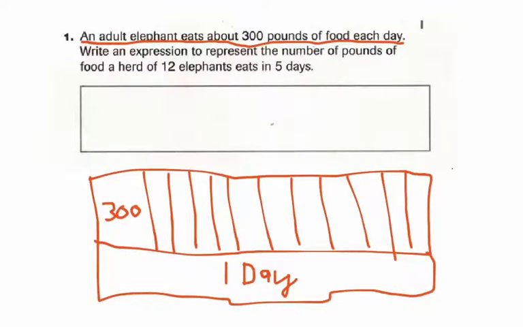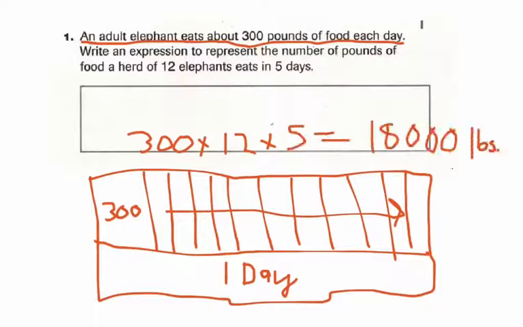If there are 300 pounds of food each day for each elephant, there are 12 elephants. So the total there would be 300 times 12, and then you'd multiply that by the number of days, which would be 5 days. So it would be 300 times 12 times 5.